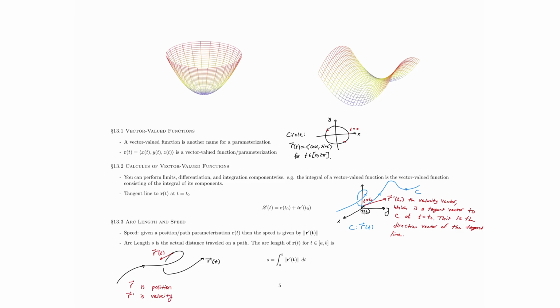So velocity is a vector quantity. Speed, on the other hand, is a scalar quantity. So this is the magnitude of the derivative, is speed.